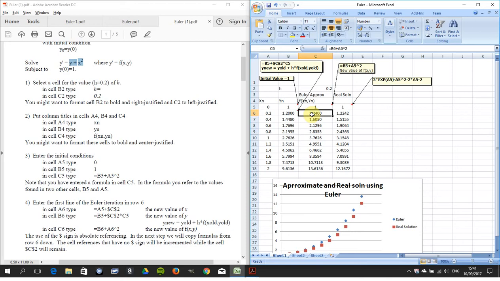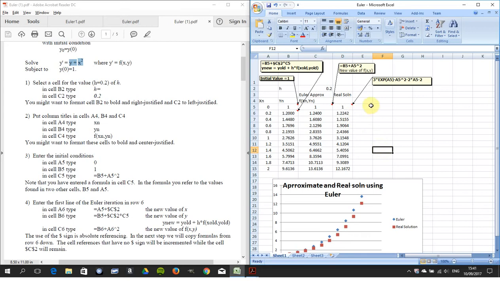How do we know it's B5? Well, sorry, it's B6 in this case. It's B6 in this case, plus A6 squared. So it's that one plus that one, and that'll give me the new Euler approximation. We carry on, and we get the values there.